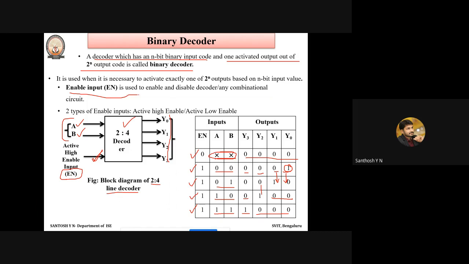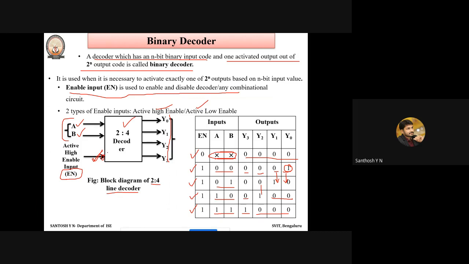Enable input is used to enable and disable the decoder or any combinational circuit. There are two types of enable inputs: active low and active high. We have already discussed what is meant by active high and active low. Active low signal will usually be represented by a bubble. If there is a bubble here, then we have to consider this as an active low enable signal.